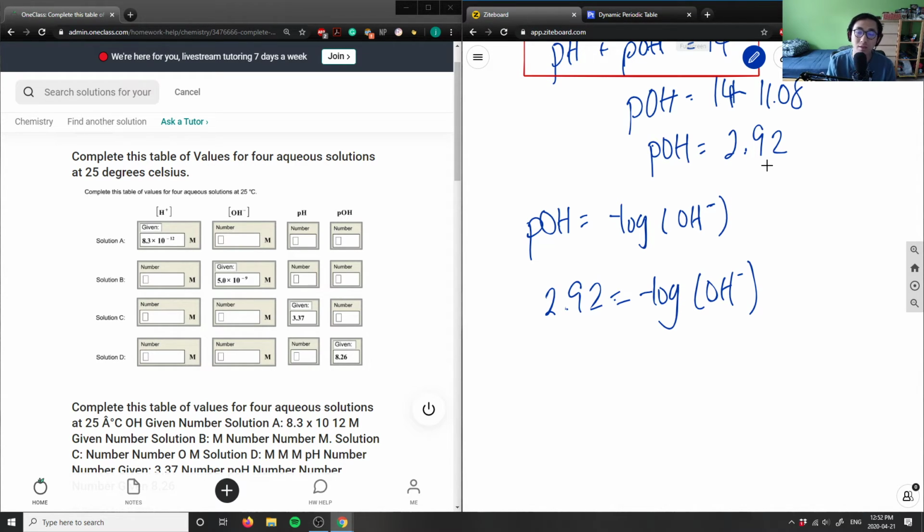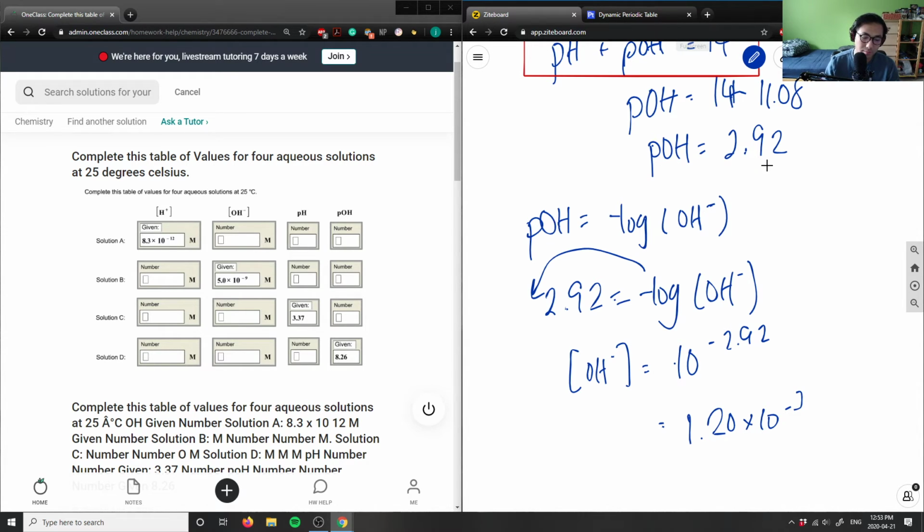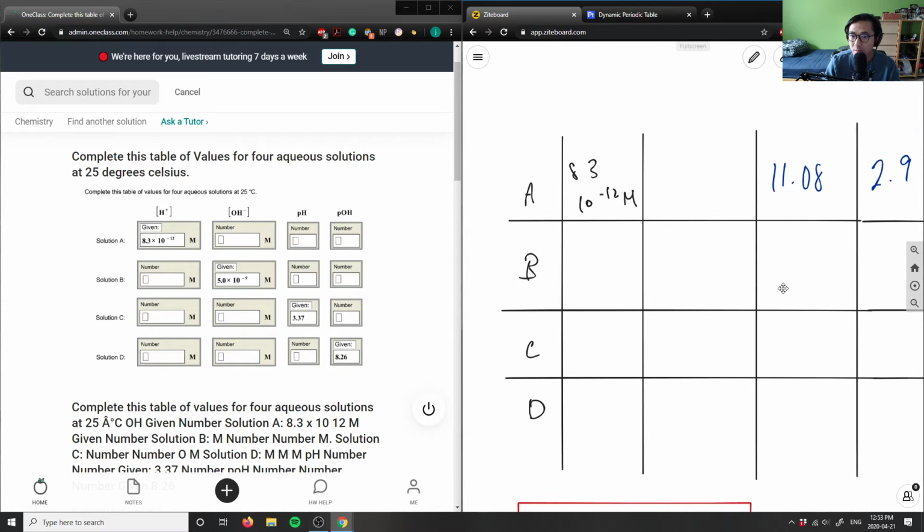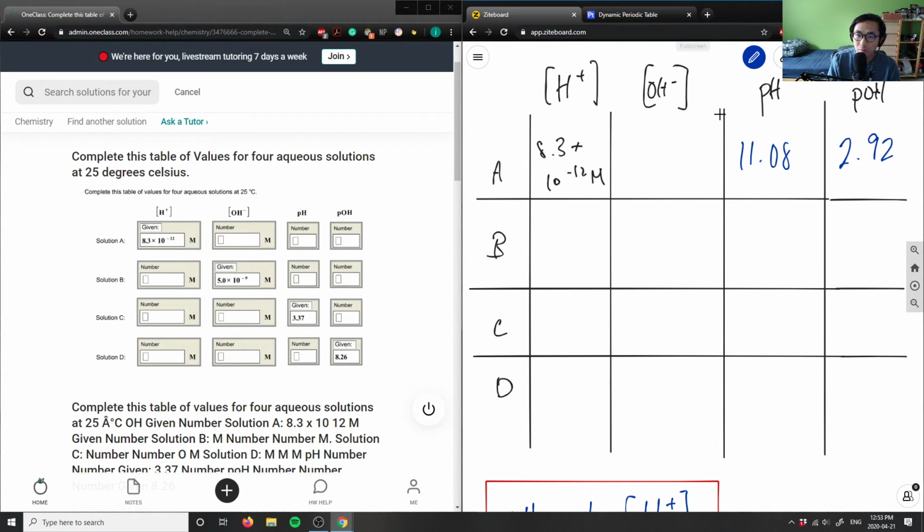I need to move negative log to the other side, right? So if I move this to the other side, I would get the concentration of my hydroxide ions in square brackets equals 10, the base is now 10, to the power of negative 2.92. And 10 to the power of negative 2.92 would give me 1.20 times 10 to the negative 3. Which means this here is 1.20 times 10 to the negative 3.